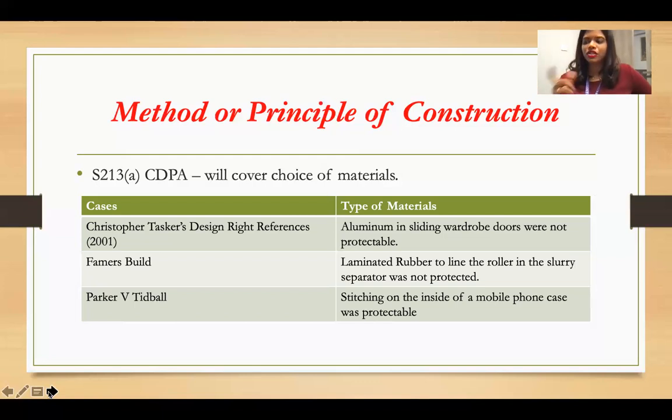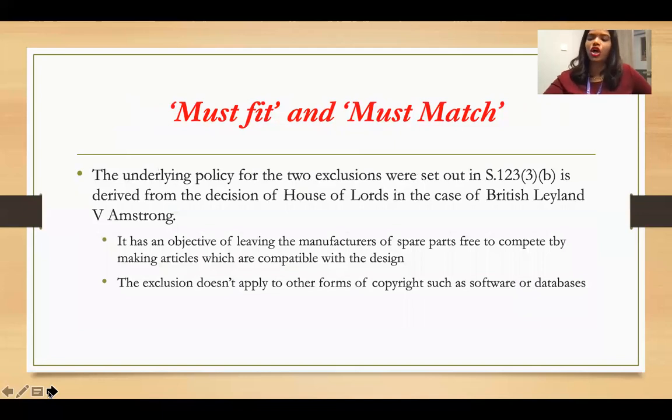So one thing you must always remember here is, when you are trying to rely on unregistered design rights, what is the purpose? The court will see whether all this is going to monopolize the market. The main idea of unregistered design rights is to avoid monopolizing of the market. So that is their main idea here. The other thing is what we call must fit and must match. These two are exclusions under unregistered design rights. So under unregistered design rights, we have the method of construction, we have must fit, must match, and surface decoration.